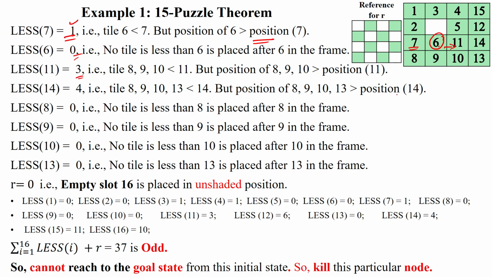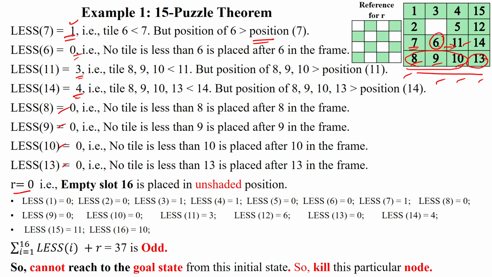After the 11 we have 3 smaller elements, 8, 9, 10. The positions of these elements are greater than the position of 11, so we have to count all 3. Like that, for 14 we have 4 elements, the positions of all 4 elements are greater than 14, so we have to count it: 8, 9, 10, 13. So for after 8, 9, 10, 13, there are no smaller elements, so all are zeros.